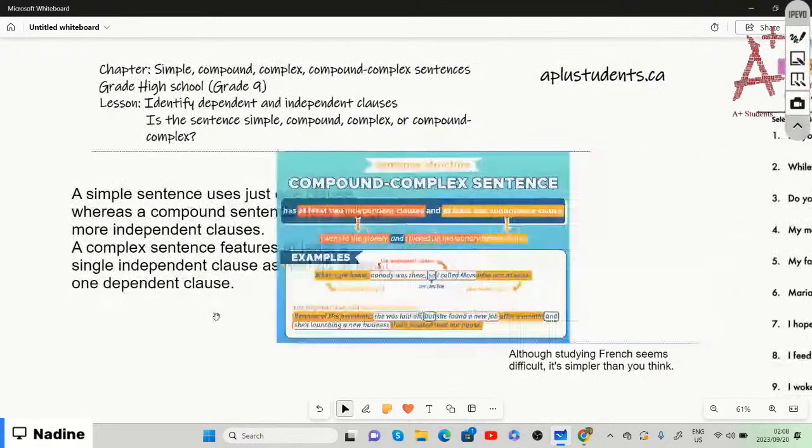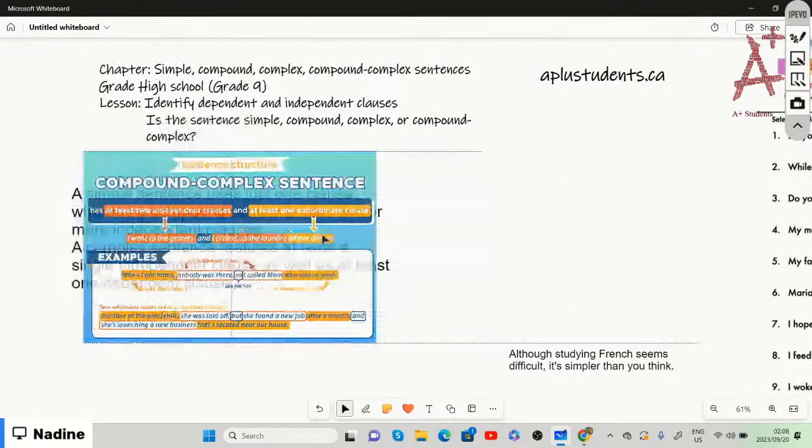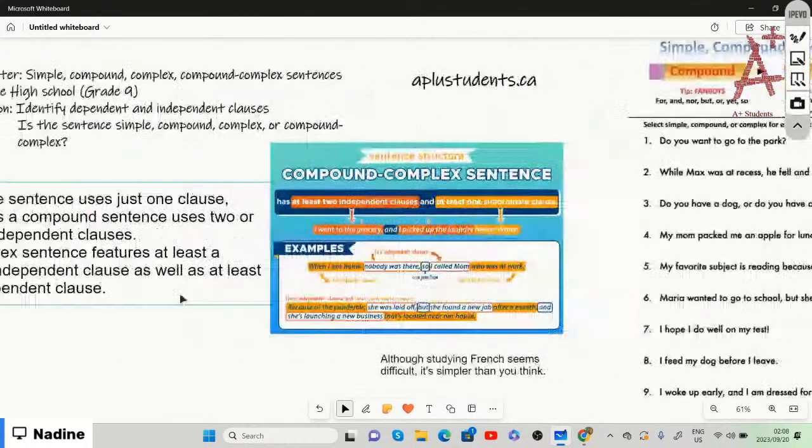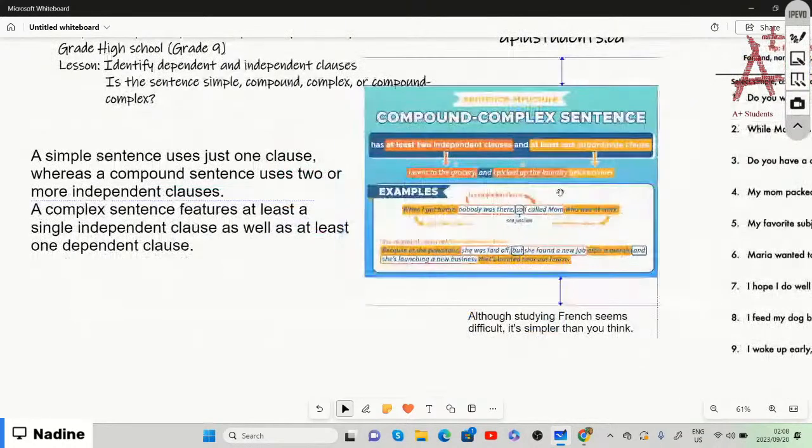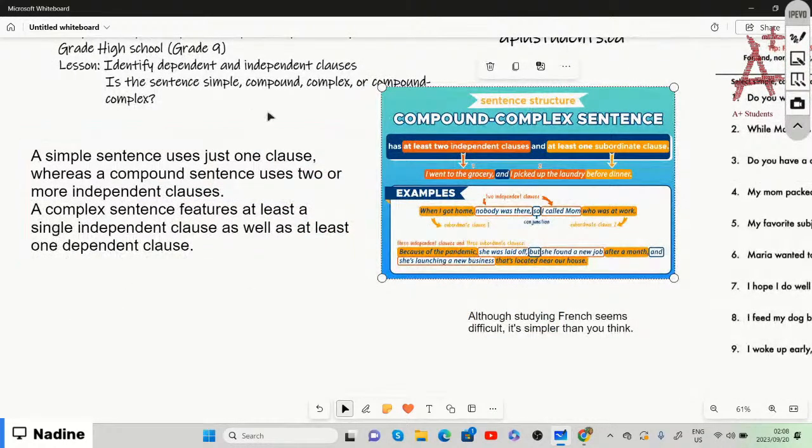And then we also have a compound complex sentence. Before we go to that, we said a compound sentence uses two or more independent clauses, whereas a complex sentence features at least a single independent clause as well as a dependent clause. So a compound sentence has two independent clauses. Now, a compound complex sentence.